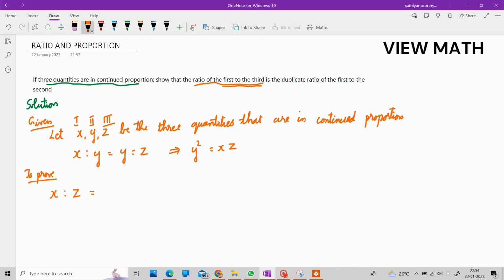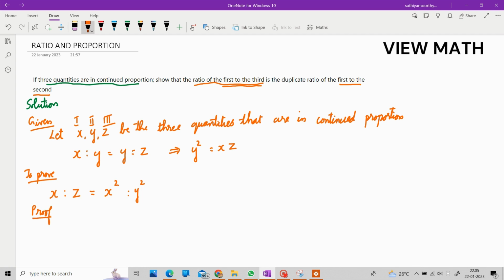So this is equal to the duplicate ratio of the first to the second. Duplicate ratio means the square of first to the second. So x square is to y square. So this is the thing they are asking us to prove: x is to z is equal to x square is to y square. So let me do the proof part.